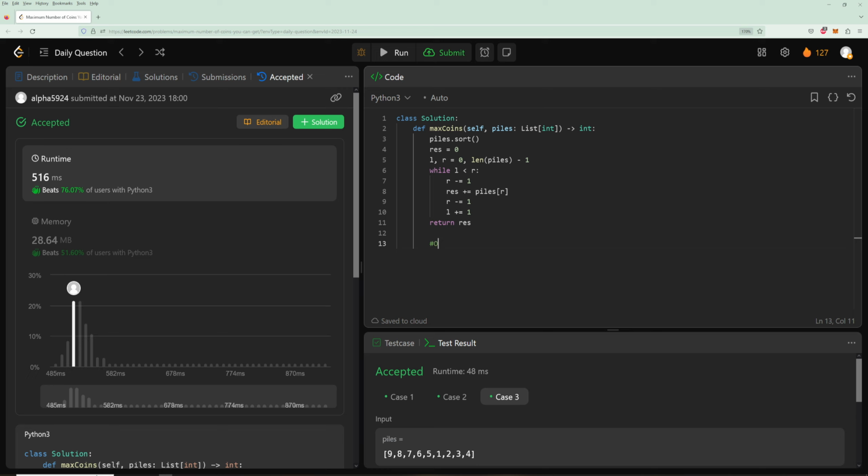So the time complexity here is going to be O of n log n because we have sort. The rest of it is 2-pointer, which is just O of n. And the space is O of 1. We didn't really need anything, we just needed 2 pointers.